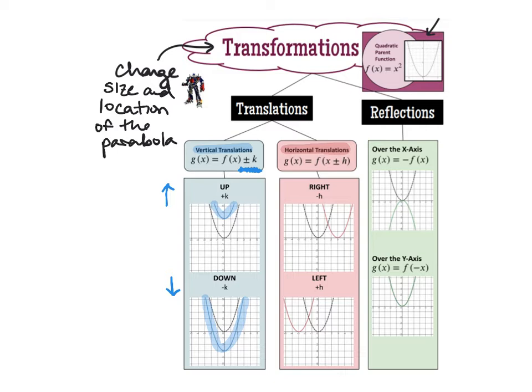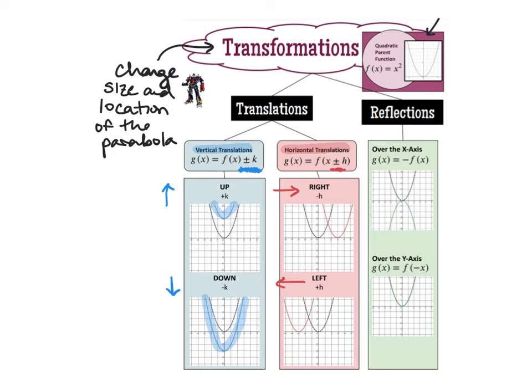Now we can also horizontally slide or translate these parabolas to the right or to the left. Remember, horizontal is side to side. However, do you notice that this time, instead of being outside and behind it, we're actually adding or subtracting that letter H inside that set of parentheses? I kind of covered it up with my drawing here. Let me try that again. I'll just underline it. You see how it's inside the parentheses.